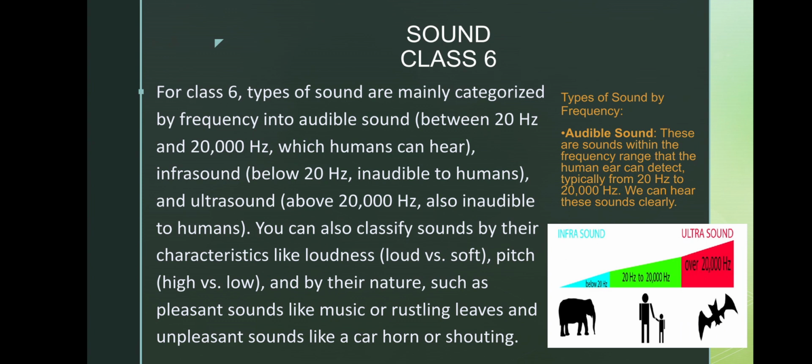Now, types of sound by frequency. Audible sound, these are sounds within the frequency range that the human ear can detect, typically from 20 Hz to 20,000 Hz. We can hear these sounds clearly. So here you can see the non-audible, then audible, and then the ultrasound, that is more than the frequency which human can hear.